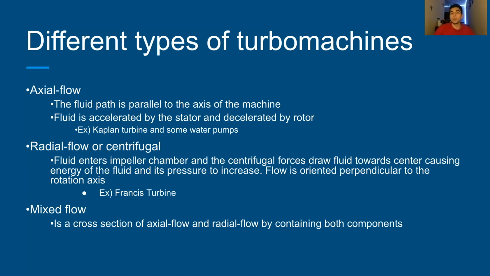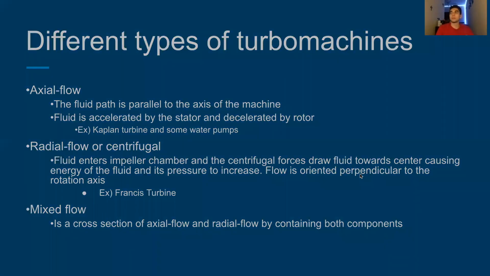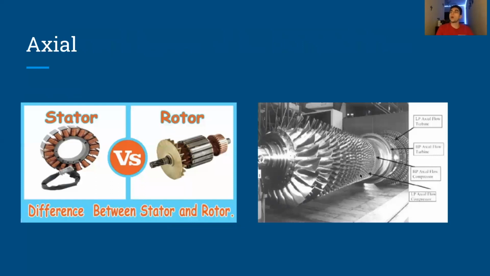In a mixed flow, it's the combination of the flow of an axial flow and a radial flow. So it contains both components, both parallel and perpendicular. In this picture, on the right, it's an example of an axial flow turbo machine. And the picture on the left shows the difference between a stator and a rotor. Just to recap, the stator is the one in which the fluid's accelerated, and the rotor is what decelerates the fluid.